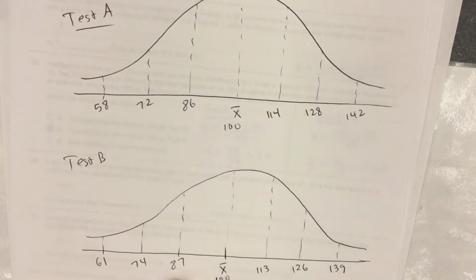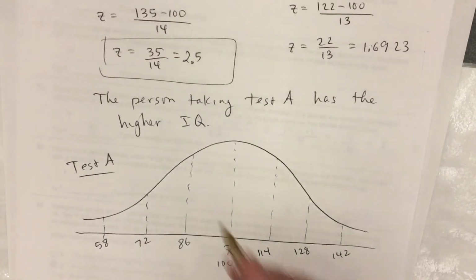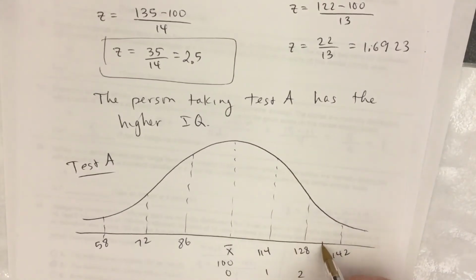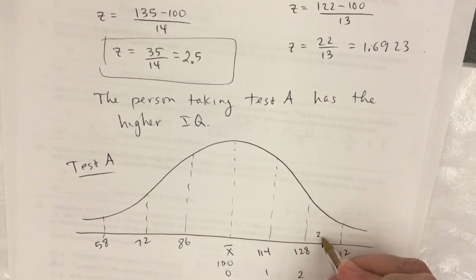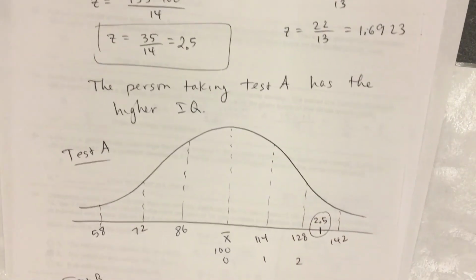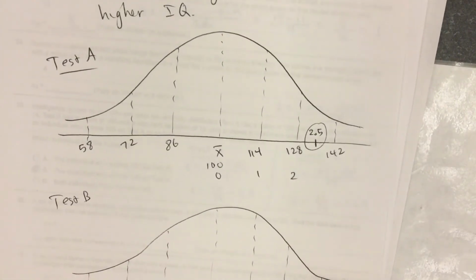Test A's standard z-score was 2.5. So 0, 1, 2. The person on test A was right in the middle of 128 and 142. 2.5 z-score. The person on test B was at 1.69. I'm going to estimate it about there. I'll write 1.7.